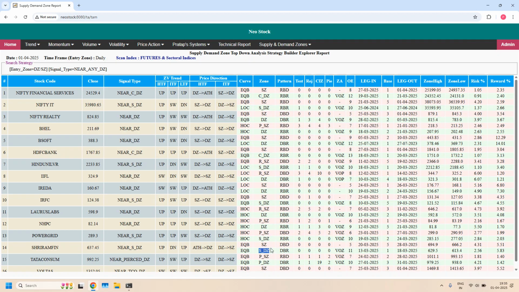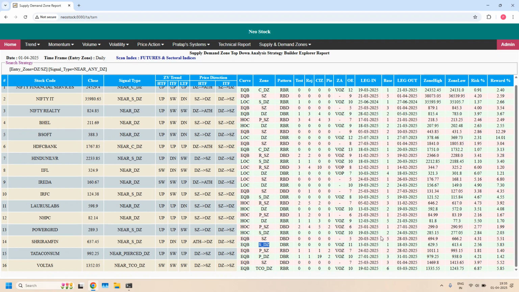Next, Shriram Finance is having a daily high liquidity demand zone. So that's it. So total 6 daily high liquidity demand zones we identified from this list.